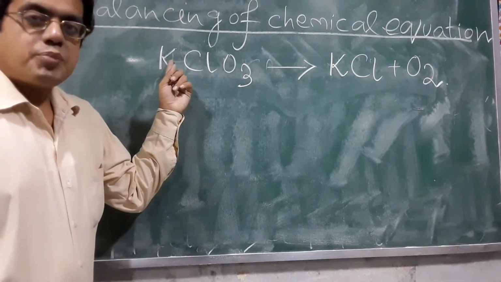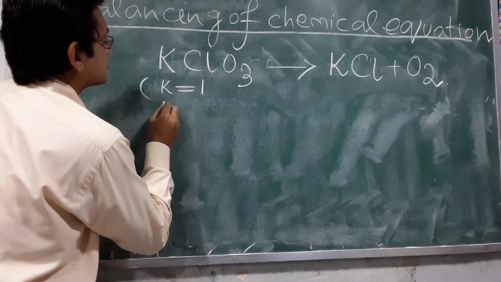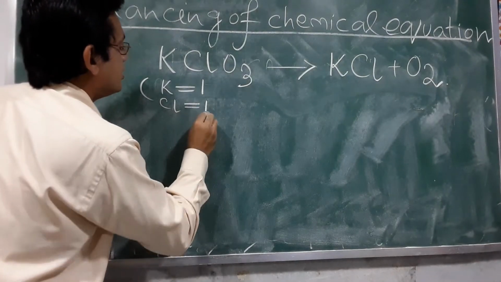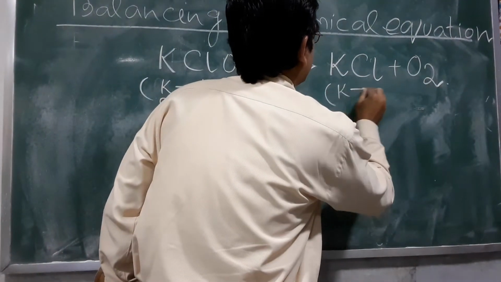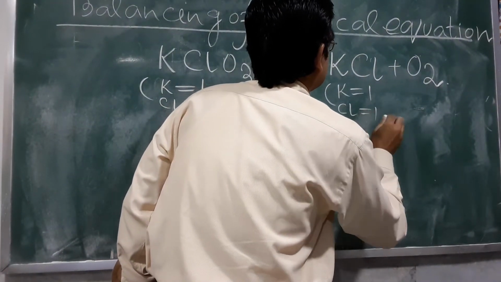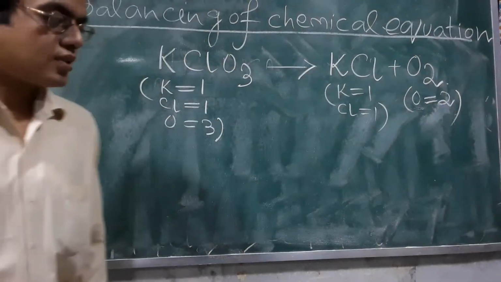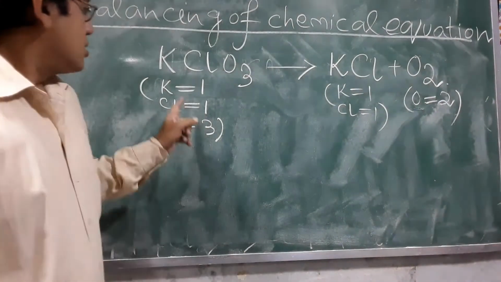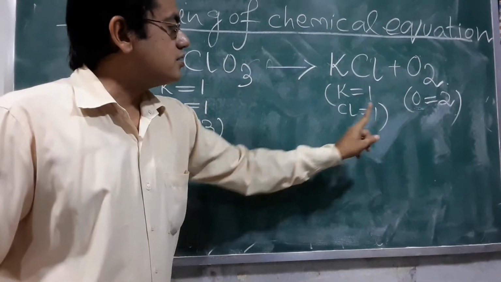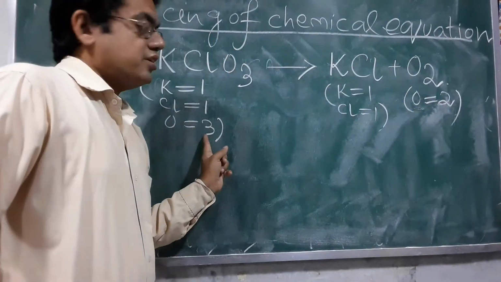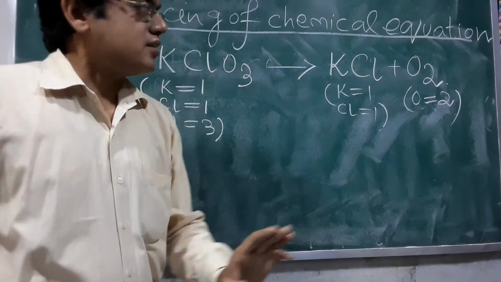See, 1 potassium atom, K equal to 1, Cl equal to 1, oxygen 3. Here K1, Cl1, oxygen 2. Okay, now watch students. Potassium 1, potassium 1, Cl1, Cl1, oxygen 2, oxygen 3. So you see students, oxygen is not balanced, rest are balanced.